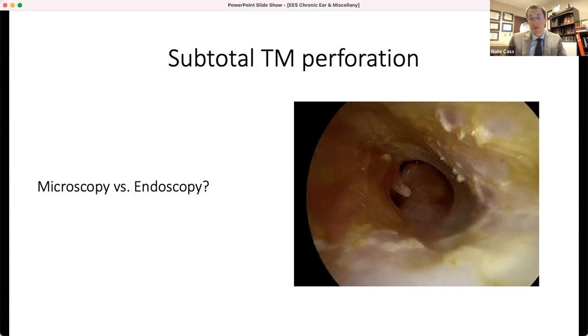If this is a person that has a dry perforation, they've had it for 20 years, they have good hearing on the other side, they use a hearing aid in this ear.